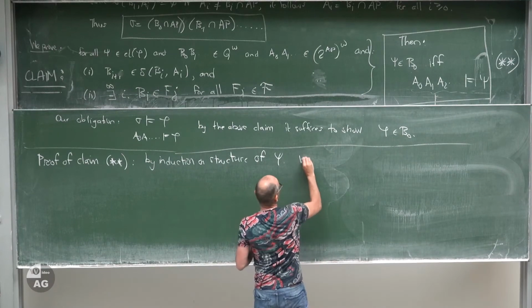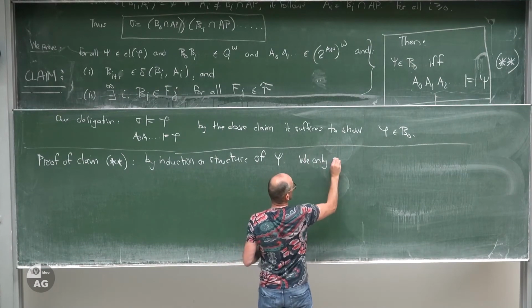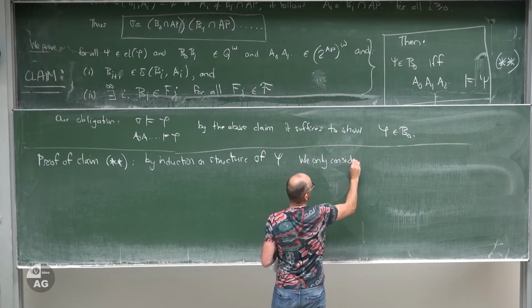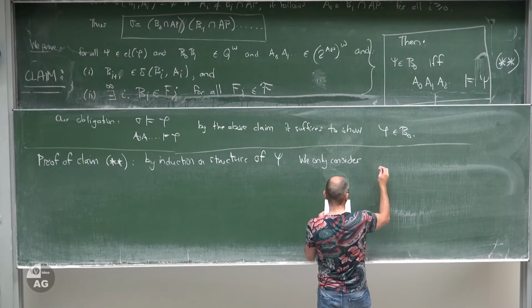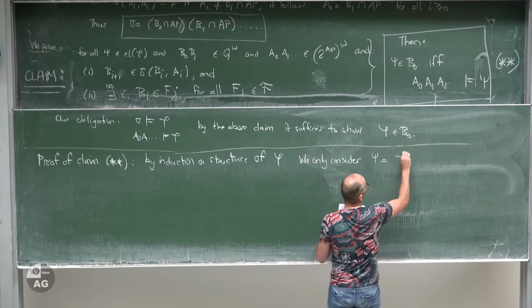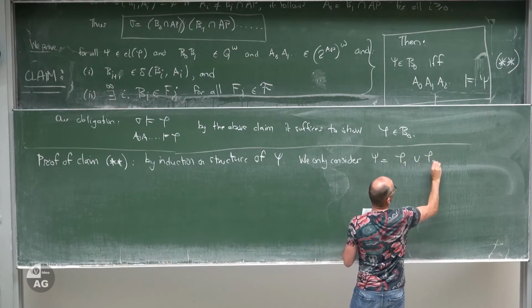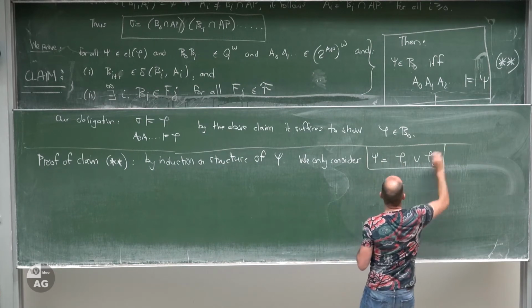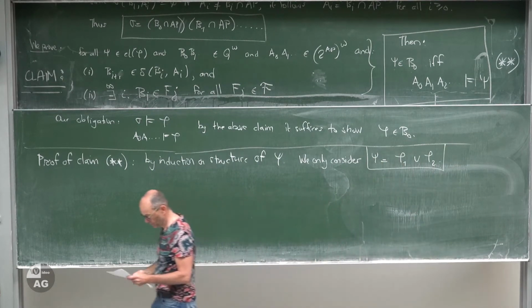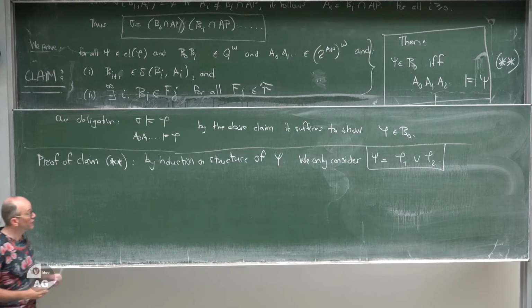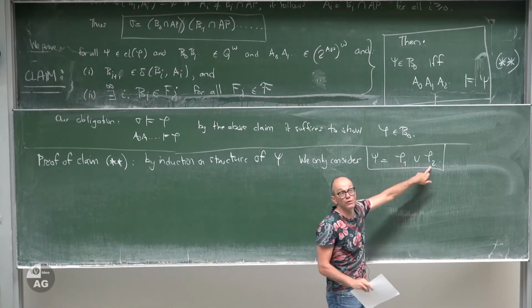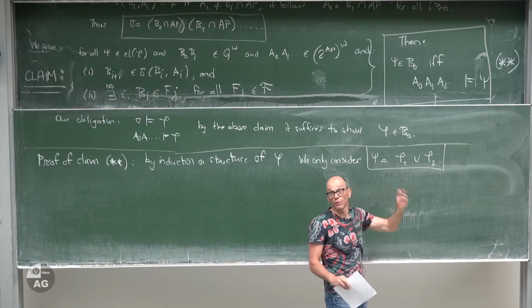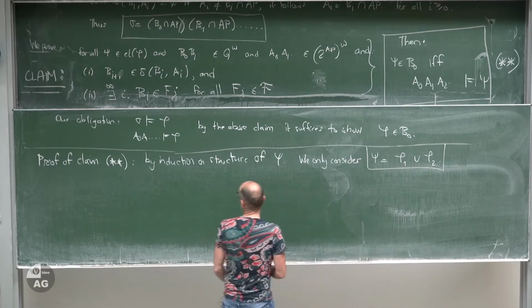So we only consider psi of the form phi 1 until phi 2. In particular, the induction hypothesis is that the claim holds for phi 1 and it also holds for phi 2. That's what I'm of course going to use in the proof.